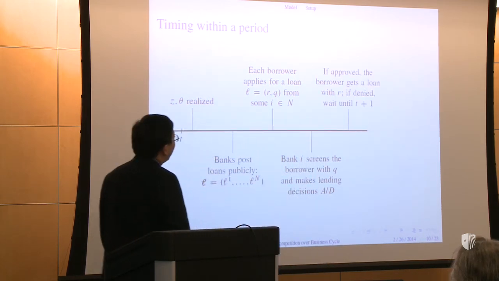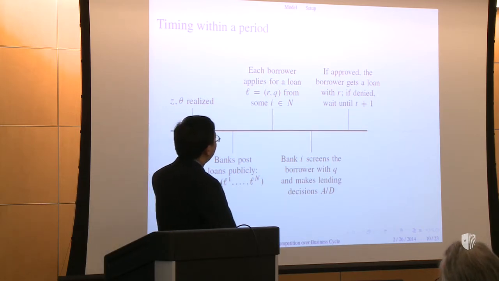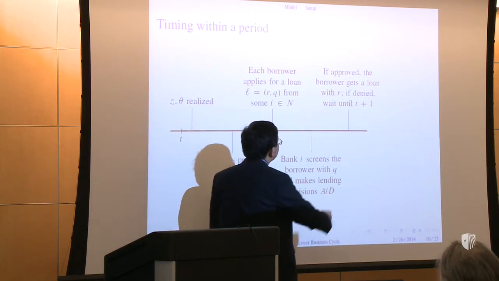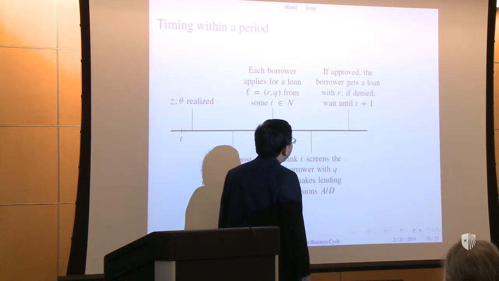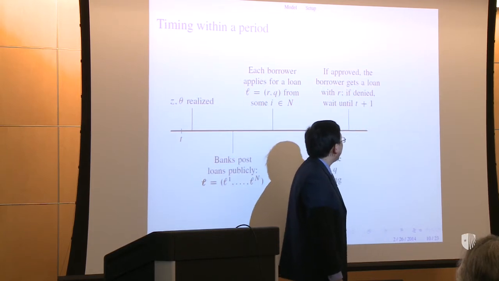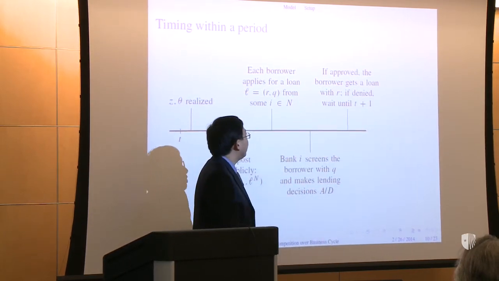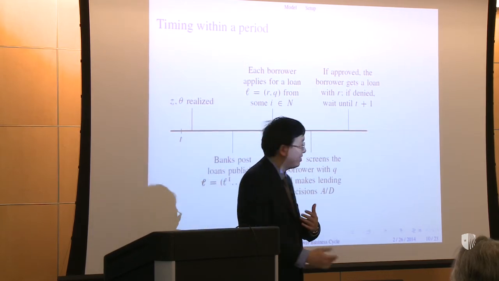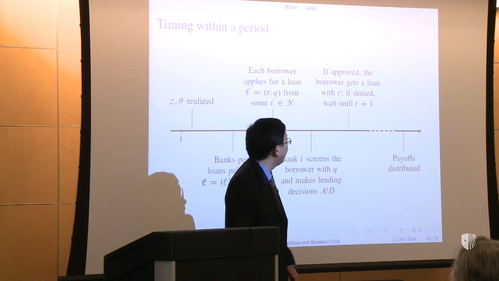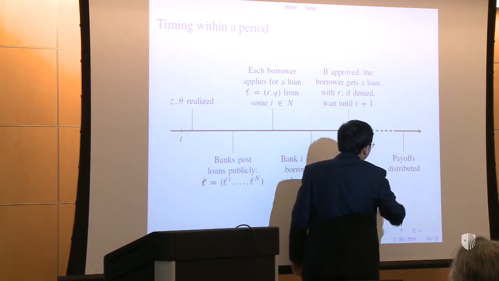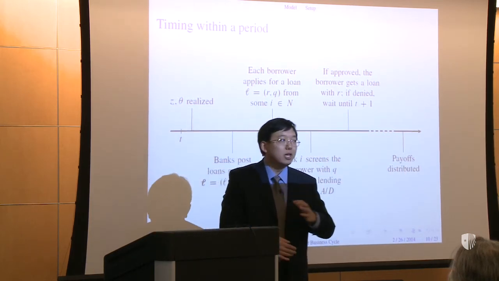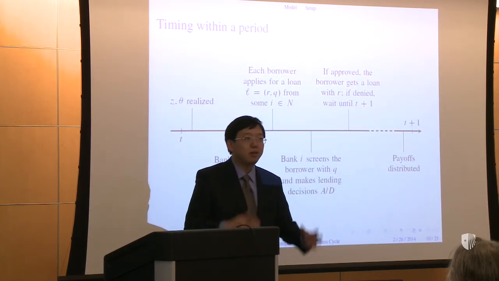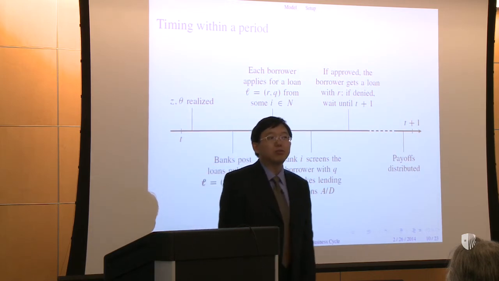Okay, and after the screening process, if the borrower is approved a loan, the borrower is going to get a loan with the pre-specified interest rate R. And if its application is denied, then the borrower needs to wait until time t+1 to apply again. And towards the end of the period, the payoffs from the investment will be distributed to the borrowers and to the banks, and then the economy ends and enters into the next period.